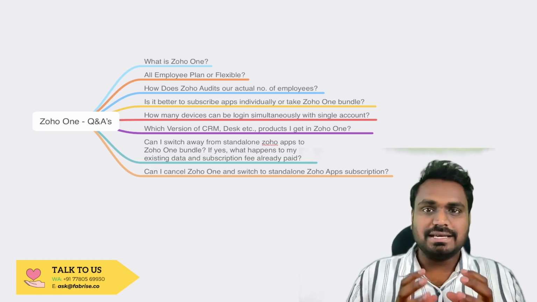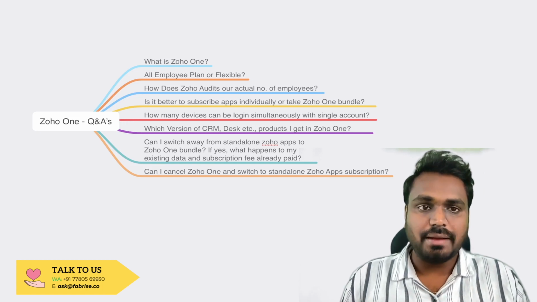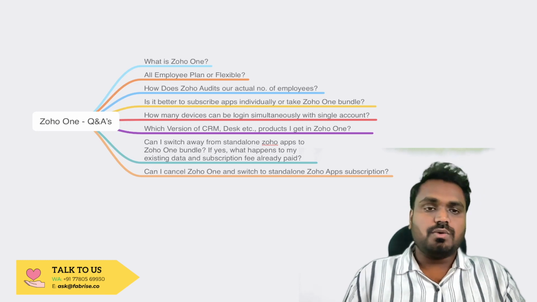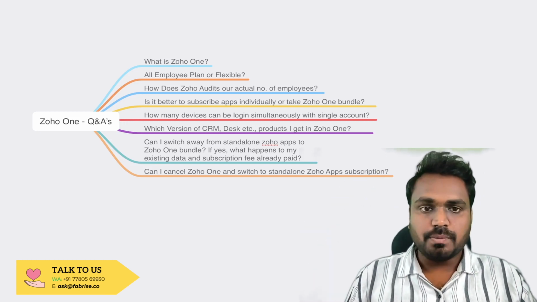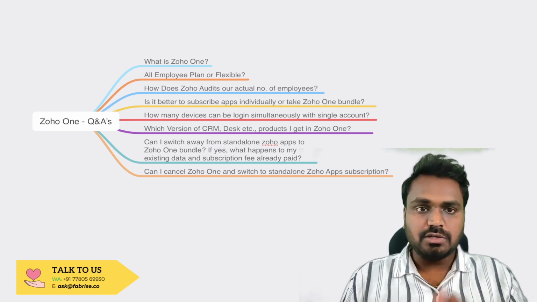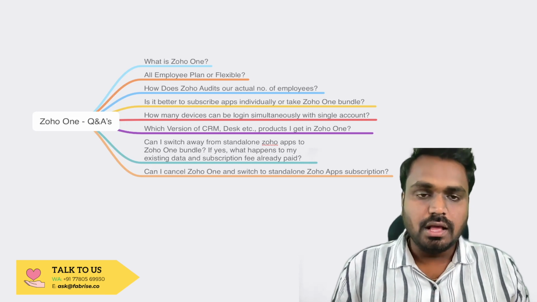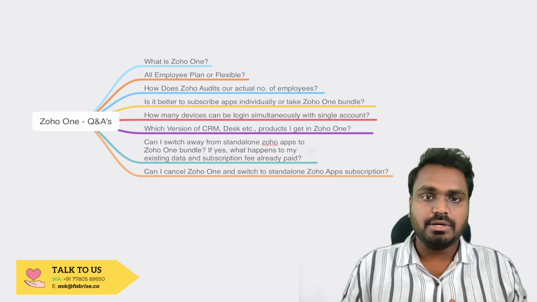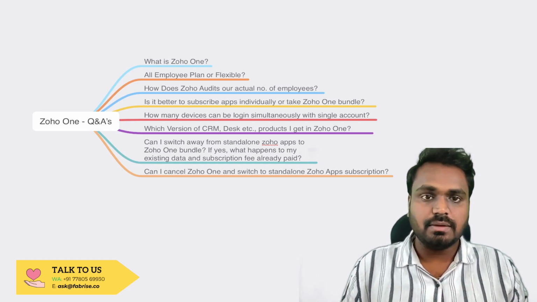First of all, does it make sense to go for Zoho One, or is subscribing to Zoho apps as standalone products best? For example, assume you are currently using Zoho CRM, and you are planning to switch from Zoho CRM to Zoho One. How does it work? What happens to your current data in Zoho CRM, and what happens to your subscription? That means the payment already made for the CRM.